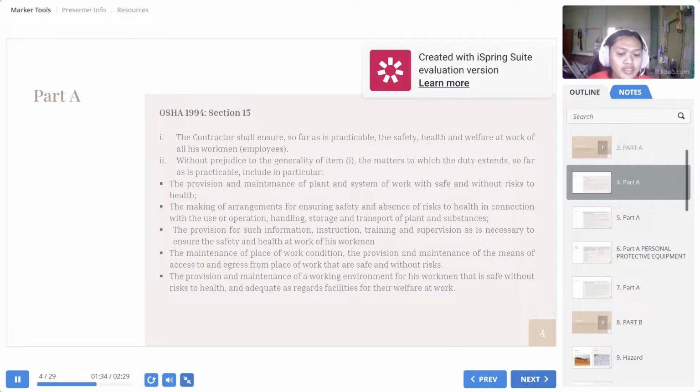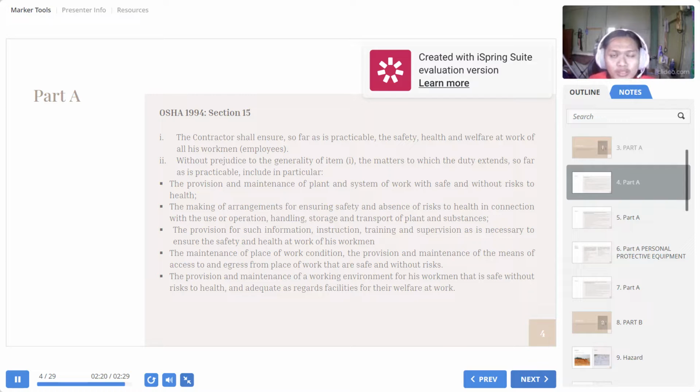Provide such information, instruction, training, and supervision as necessary. In this point, they are giving information on boards and signs at the workplace. In the maintenance of the place of work, the provision and maintenance of means of access and egress from the place of work must be safe. This means the workplace must be really safe for the workers, and they must inspect the place before making the routes. They must make sure the routes are safe and the workers are also safe before doing their work. And there is provision of matters for the working environment.